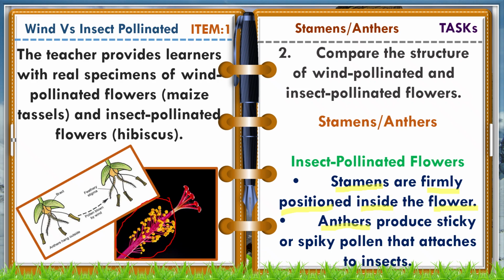Anthers produce sticky or spiky pollen that attaches to insects. This pollen that you are seeing in yellow is sticky and spiky. It has spikes. That sticky substance and the spike shape is what attaches to the insect so that the insect can move away with it.